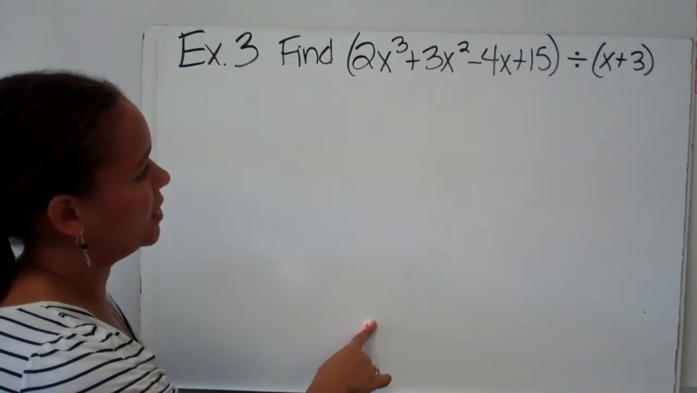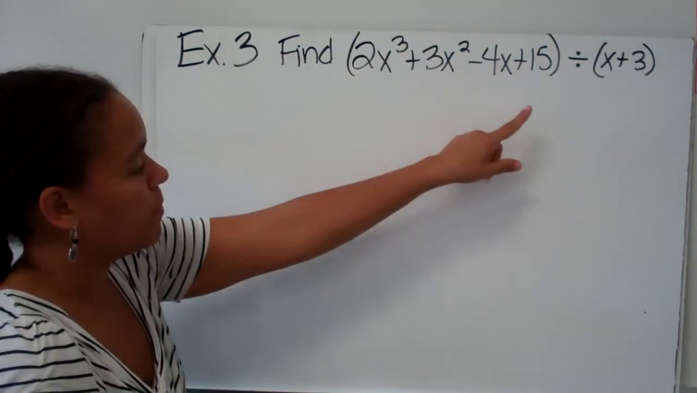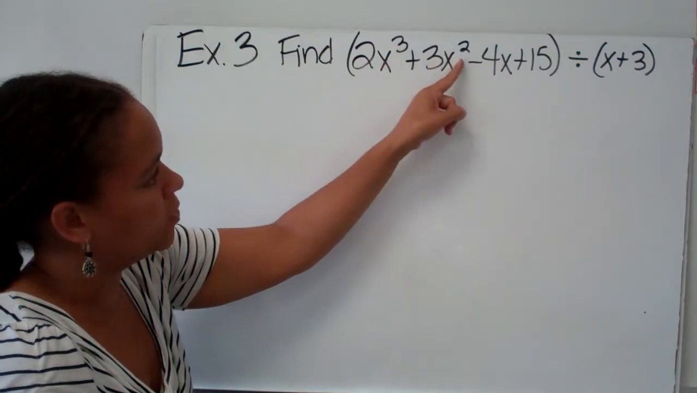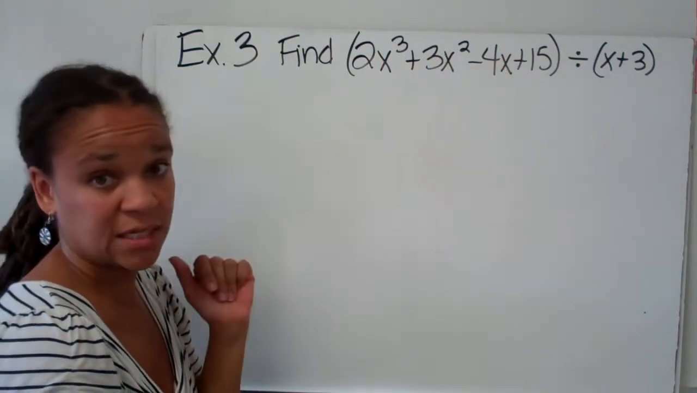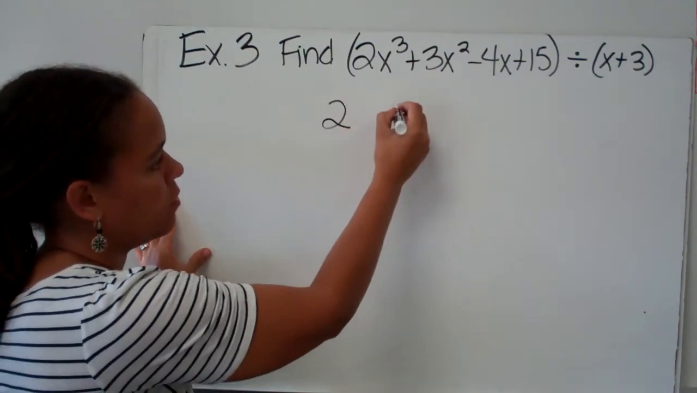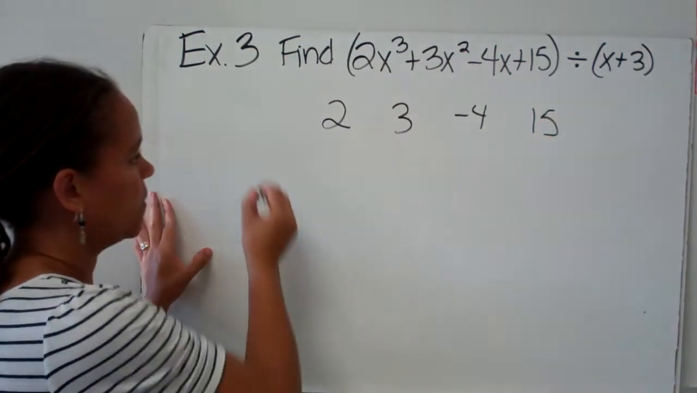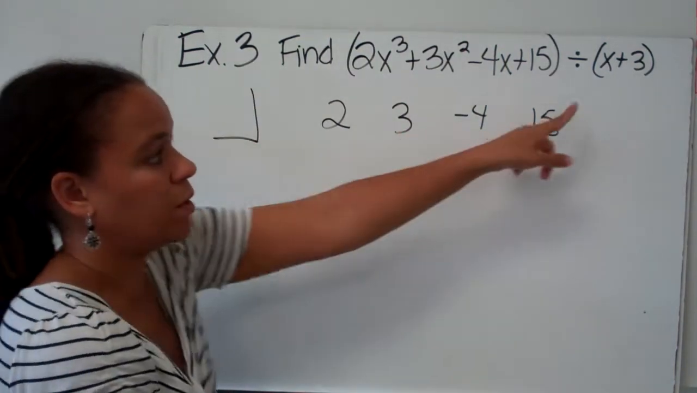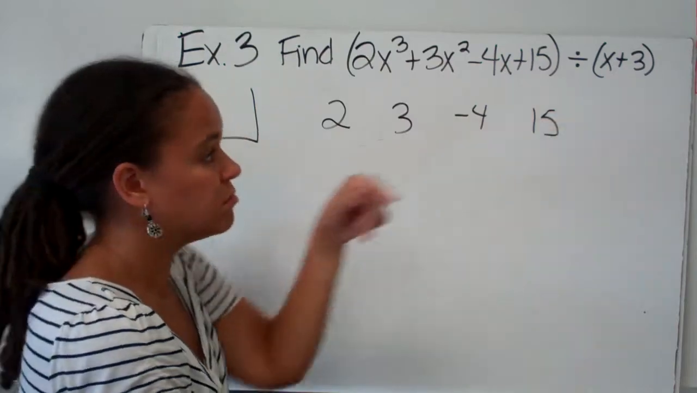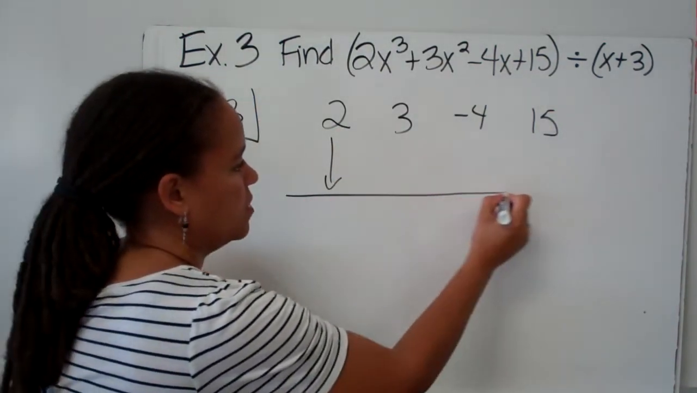So we're going to take this polynomial divided by this binomial. So remember, first step, is it in order? 3, 2, 1, none. Yes, that's good. So now I have to write my coefficients. 2, 3, negative 4, and 15. In my little box over here, what would make this parenthesis equal to 0? Negative 3. So we'll bring down our 2 and get started.